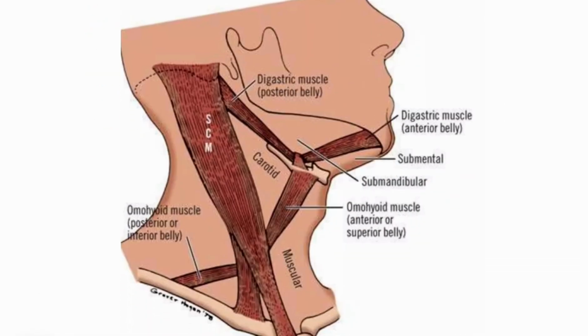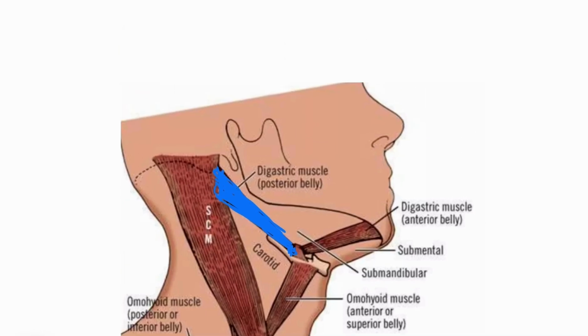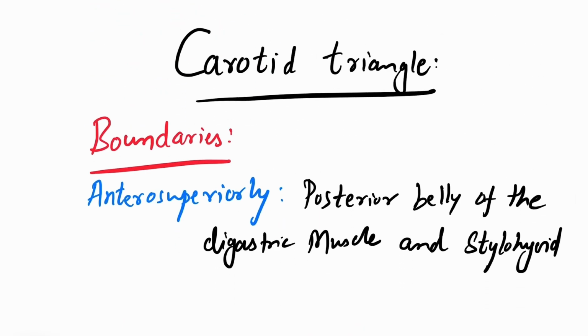So this is the anterosuperior border. Okay, so with the blue color I am highlighting this muscle, that is the posterior belly of the digastric muscle, which forms the anterosuperior boundary of the carotid triangle. Okay, also there is some part of the stylohyoid muscle also. Okay, now coming to the antero-inferior boundary of this carotid triangle.